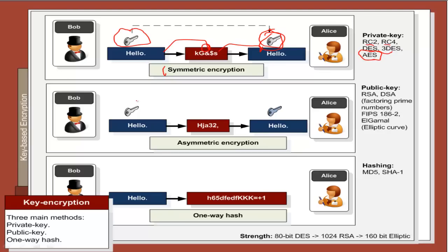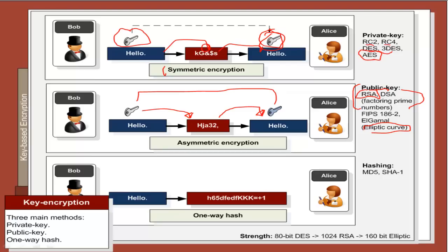With asymmetric encryption, we have two special keys that work together. One of these keys can encrypt, and the only key that can decrypt is the other special key. So we have two keys used in the process, one to encrypt and one to decrypt. Key methods here are the classic RSA method and DSA, which involve factorizing prime numbers, which is a difficult task for a computer system. We also have FIPS and ElGamal elliptic curve.